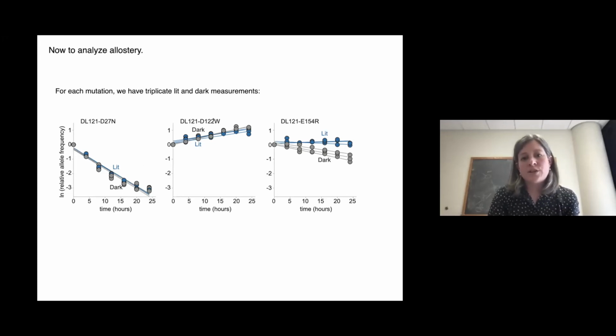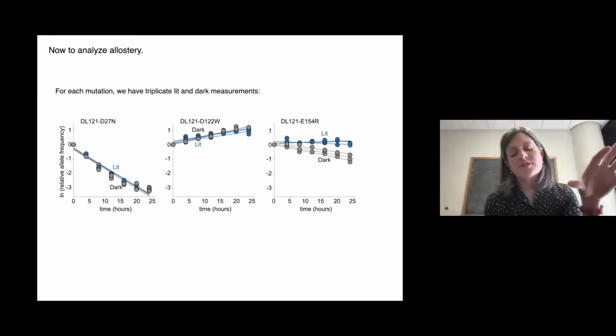We have D122W, which is a little bit beneficial in both the light and the dark. And then we have mutations like E154R, which actually seem to have differential effects in the light versus the dark, right? So here you can see that the growth is a little bit decreased in the dark, and in the light, it's remaining about the same.